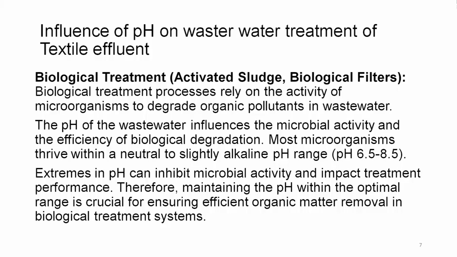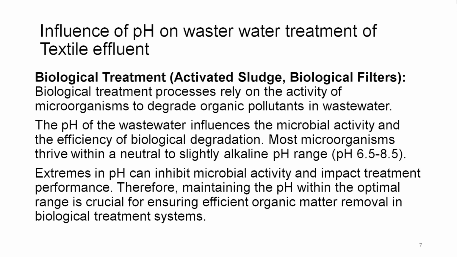Moving on, what is the influence of pH on biological treatment? Activated sludge or biological filters processes rely on the activity of microorganisms to degrade organic pollutants in wastewater. The pH of the wastewater influences the microbial activity and the efficiency of biological degradation as well. Most microorganisms thrive within a neutral to slightly alkaline pH, and that is between 6.5 to 8.5.